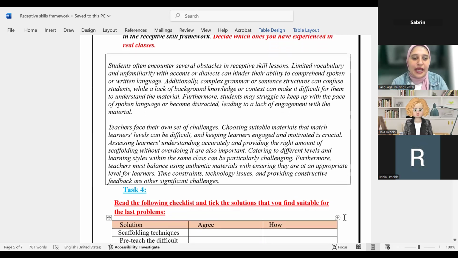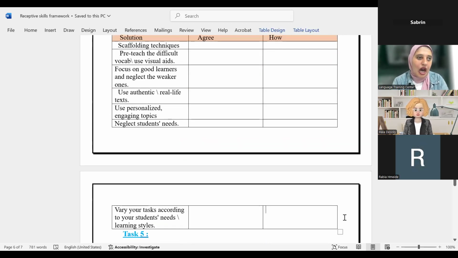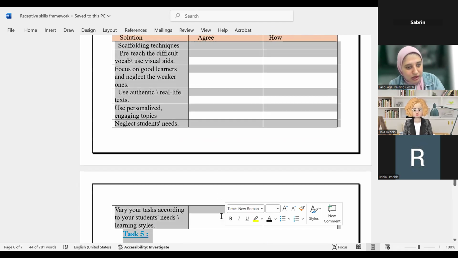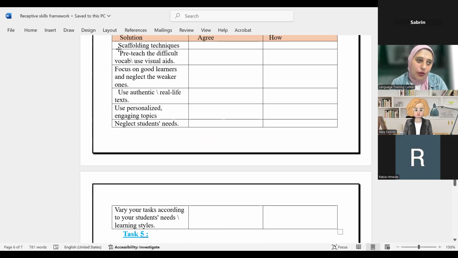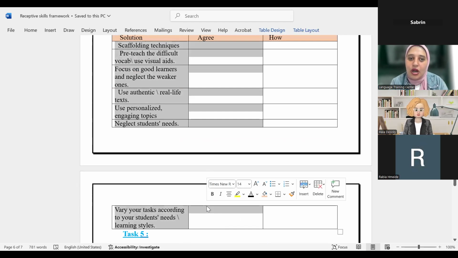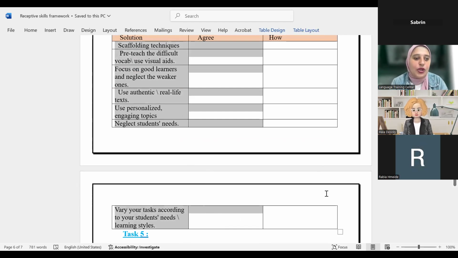So here we have some solutions. I want you to have a look at these solutions and tell me, do you agree with these solutions or no? Are they suitable or no? And how can we apply them in the real classroom? Have a look for a minute and then we will talk.